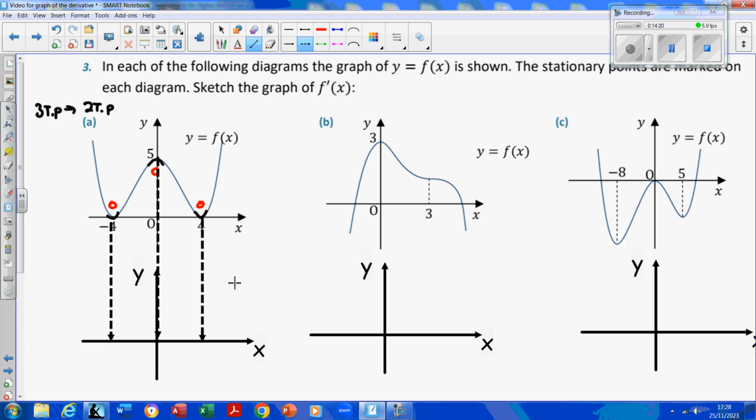So we'll put in our 3 points. So that one there, that one there, and that one there. We'll put in the x numbers. So that was -4, that is 0, and that is +4. We'll now look at the shape of the graph.